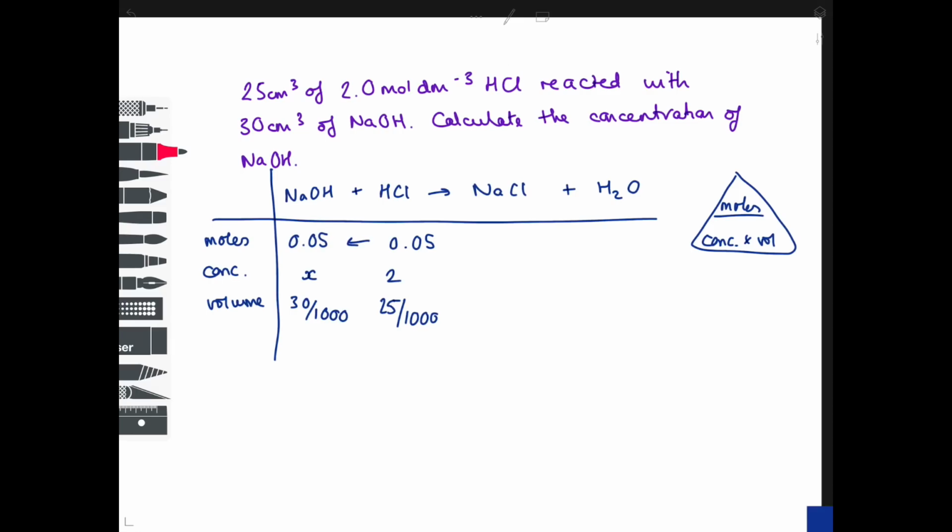To work out this unknown concentration, we have to do moles divided by volume. We can see that from the formula triangle. So we do 0.05 divided by 30 over 1,000. Just pop that all into your calculator as it is. And you get an answer which is 1.6 recurring. So that rounds to 1.67 moles dm to the minus 3 to 3 sig fig.